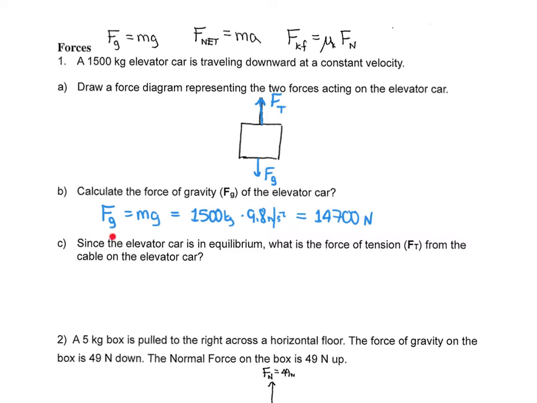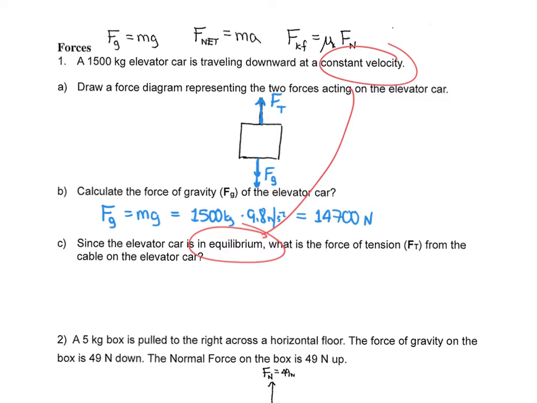Now it says, hey, since the elevator car is in equilibrium. So what is that, right? So equilibrium, it already said that it's traveling at a constant velocity here. So that's really what we mean by equilibrium. That there's no acceleration of the car. It's not accelerating downward. It's not accelerating upward. These two forces then must be in balance. So I should actually go back and make sure I draw the force of gravity the same length as the force of tension vector here, okay?